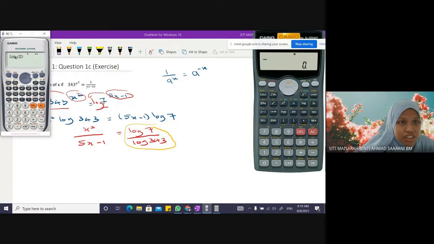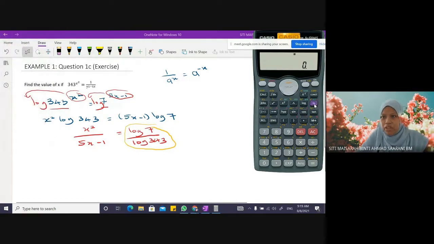Which type is this one? This is the silver one. So I want to use the 570 there. We want to calculate log 7 divided by log 343. So we calculate log 7, we click equal, and you get 0.84509804, and divide by log 343.